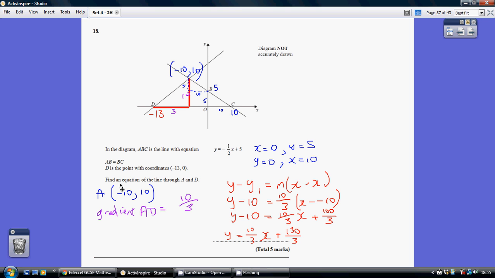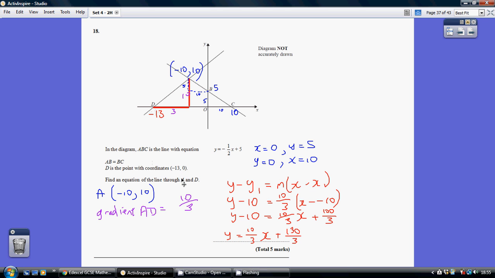Now, I need to find an equation of the line through A and D. Well, I now know the coordinate of A. The coordinate of D is simple enough, because we're told it: it's (-13, 0). So I know my coordinates for A and D.